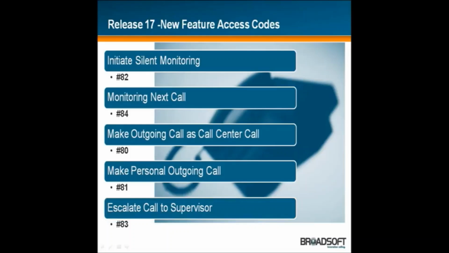Additional feature access codes that are common to call centers and were introduced in prior releases include activate, deactivate forced forwarding, activate, deactivate night service, and the directed call pickup with barge-in feature.